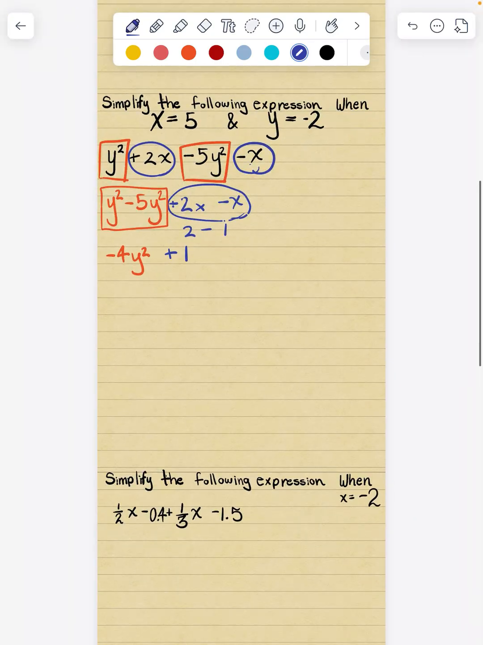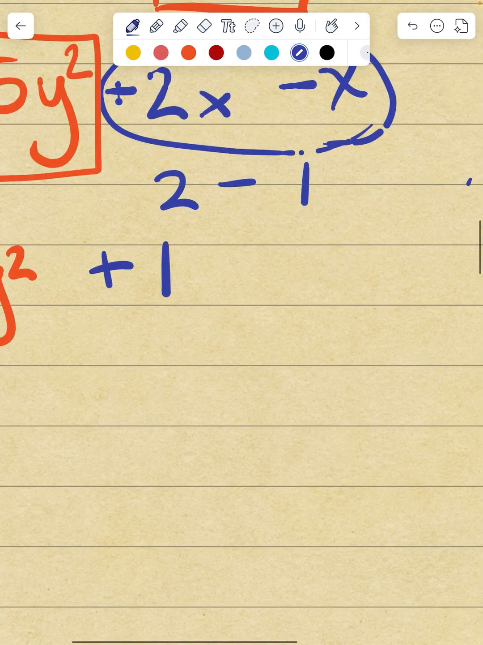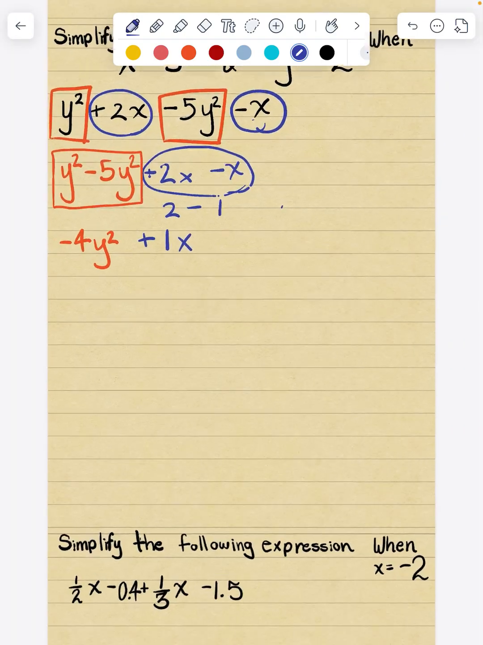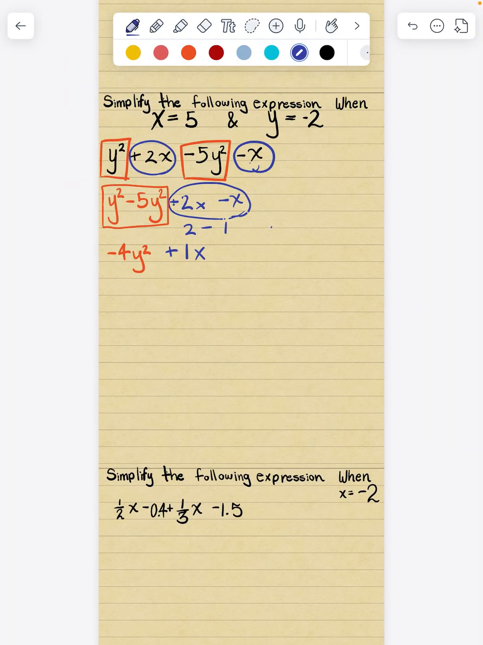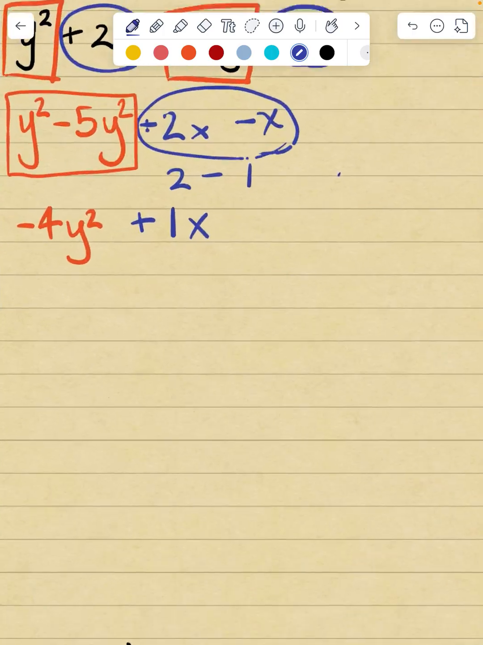Now, I'm done with my simplifying because there are no more parentheses and there are no more like terms. Right? There's no more of those things. But this says simplify the following expression when x equals 5 and y equals -2. So, and I forgot something. My x right here. So, I need to go ahead and substitute.